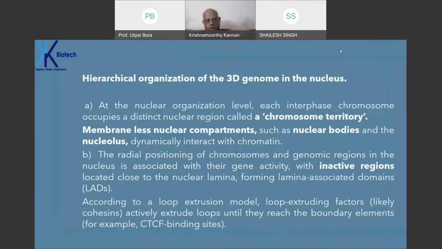Okay, forming lamina-associated domains. It's a very popular term you will hear during others' lectures, called LADs. According to a loop extrusion model, loop extruding factors like cohesin actively extrude loops until they reach a boundary. Okay, one is CTCF binding proteins.